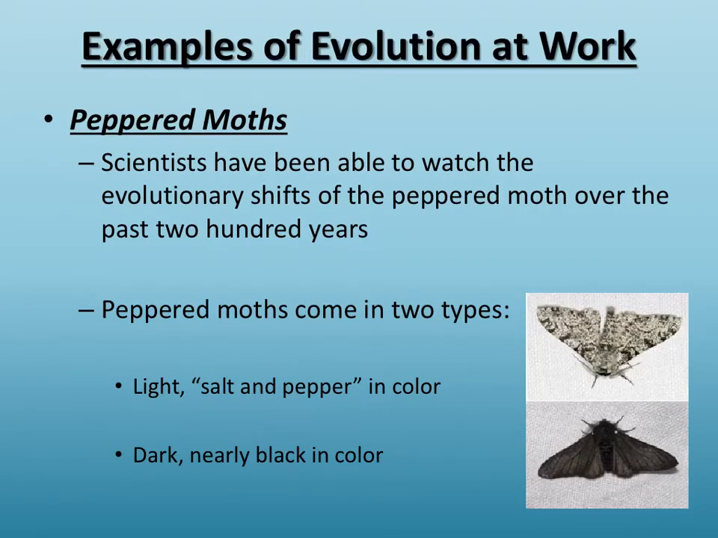Another example that is a little bit more current and is actually a scientific experiment that is still ongoing is the example of the peppered moths, scientifically known as Biston betularia. And these peppered moths have been studied for really a couple hundred years now. And scientists have been able to watch them change because of natural selection.